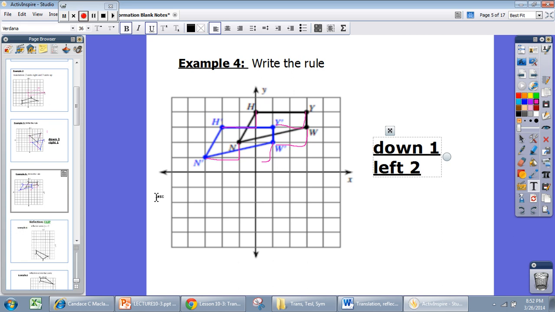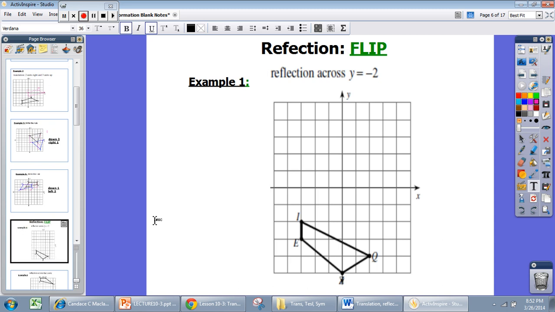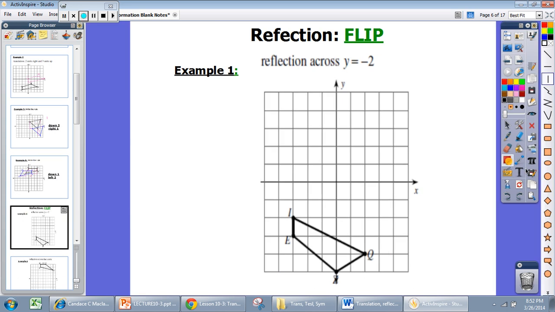Perfect. Alright. Our next one that we're going to talk about is a reflection. Alright, so if you're reflecting something, it's going to flip. Okay? So for the first example, it wants us to flip over the line y equals -2. So the first thing that we need to do is actually draw that line.